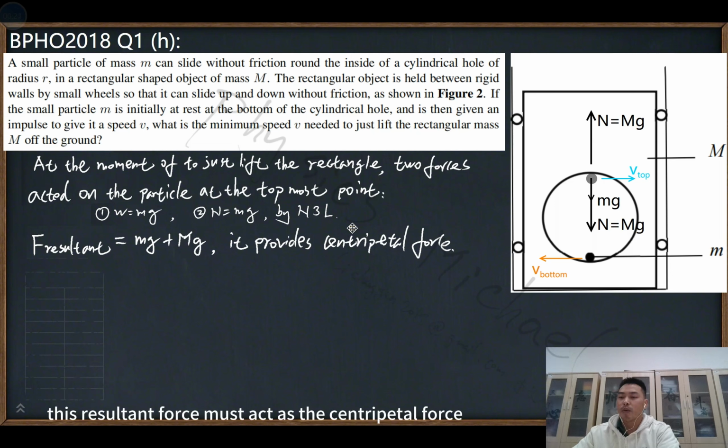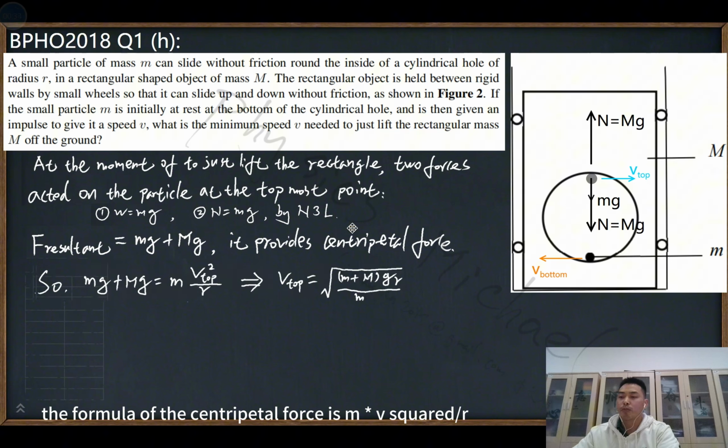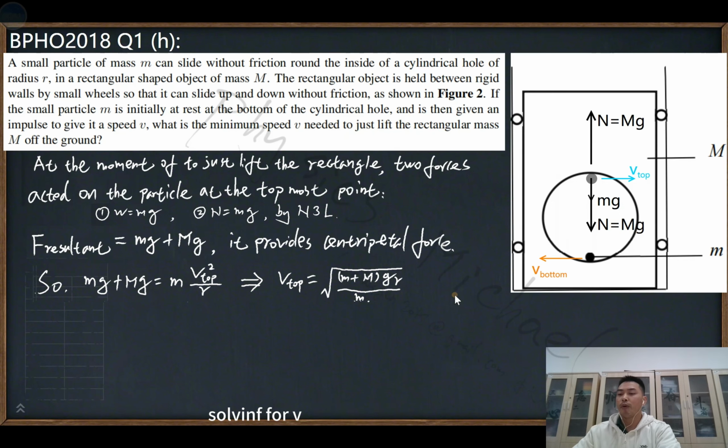This resultant force must act as the centripetal force required to keep the particle moving in a circular path at the top. The formula of the centripetal force is m times v squared over r, where v is the speed at the top. So we set the centripetal force equal to the total downward force: (m plus capital M)g equals mv squared divided by r. Solving for v, we get the speed at the top as the square root of (m plus capital M) times g times r divided by m.